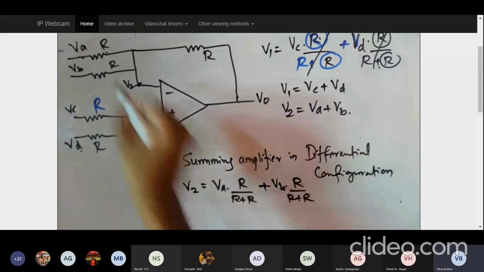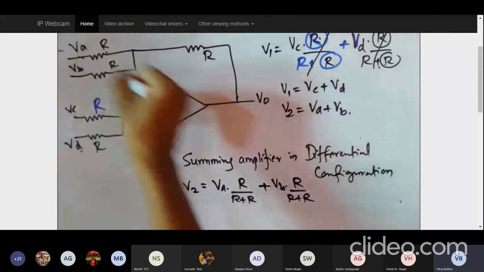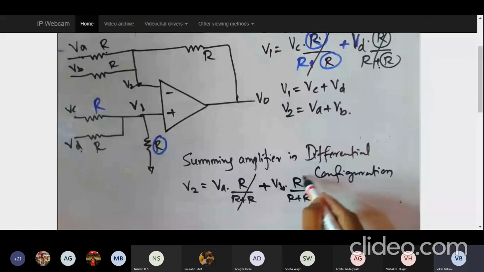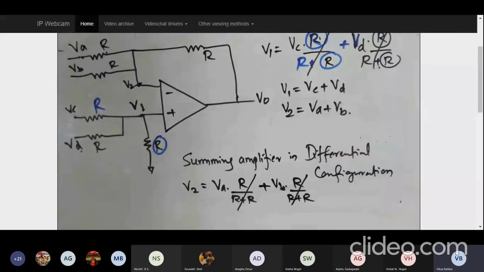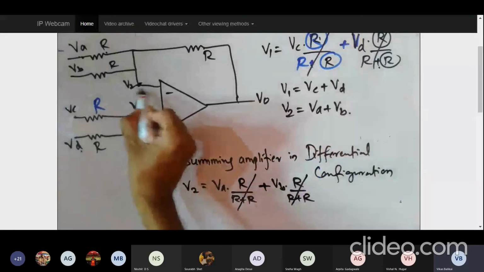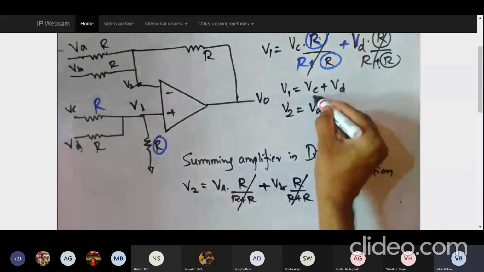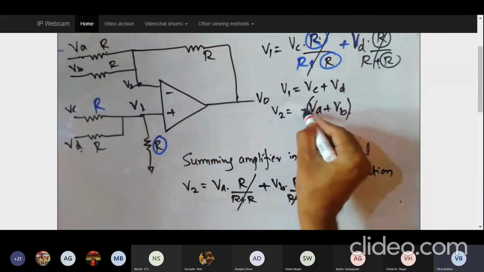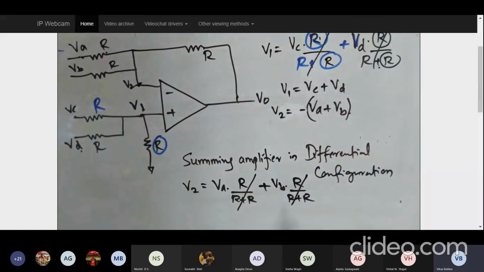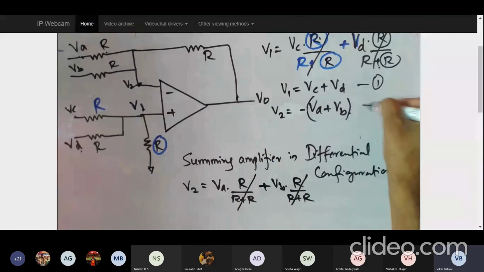Here R out, the R which are present here at the inverting terminal. So again I'll ensure that all these resistance values cancel out, and finally I'm getting V2 equal to VA plus VB. So that's what I'm getting over here. And because this V2 is connected to the inverting terminal, this will be connected with a negative symbol indicating 180 degree out of phase. So these will be my equations 1 and 2 that will be arising because of VA, VB, VC, VD, which are connected to V1 and V2.